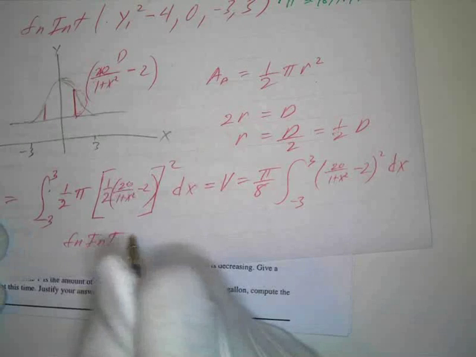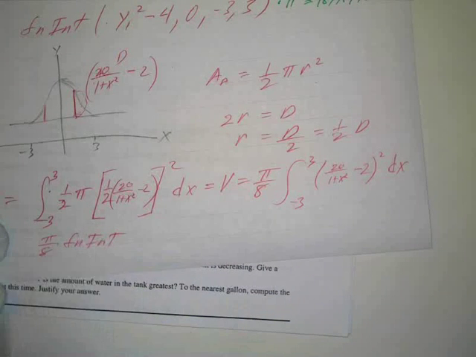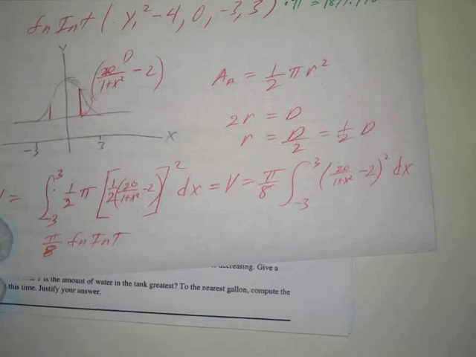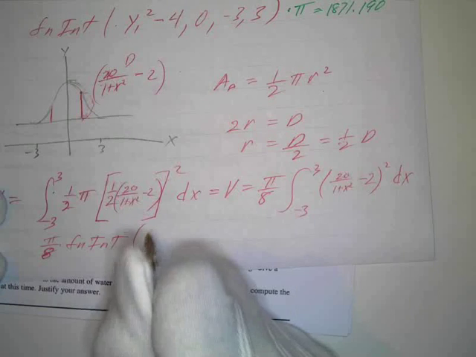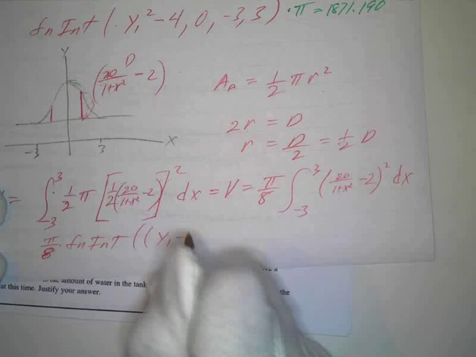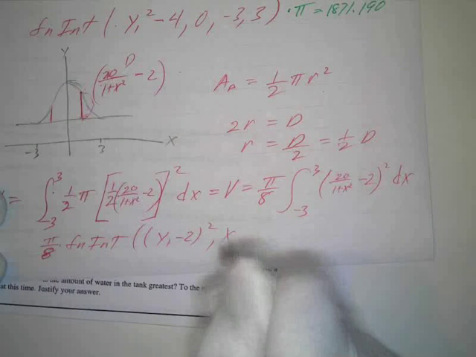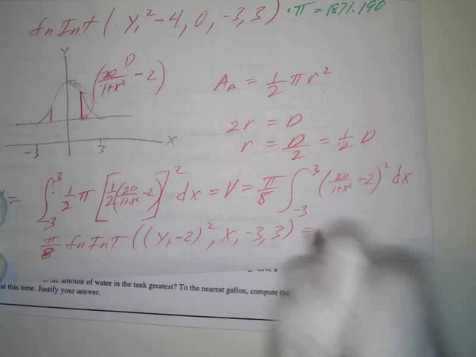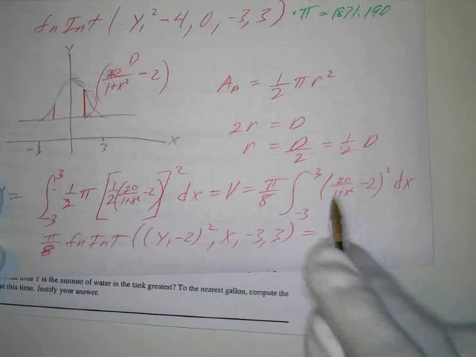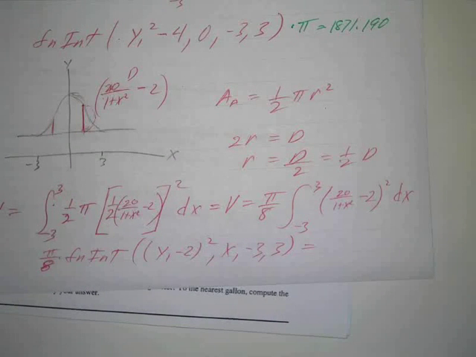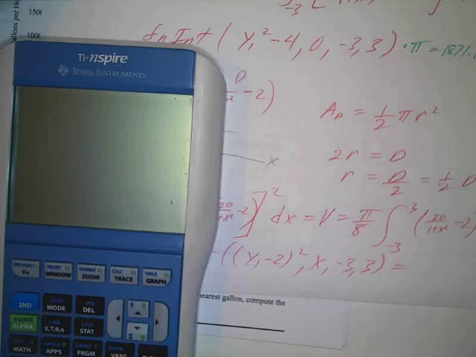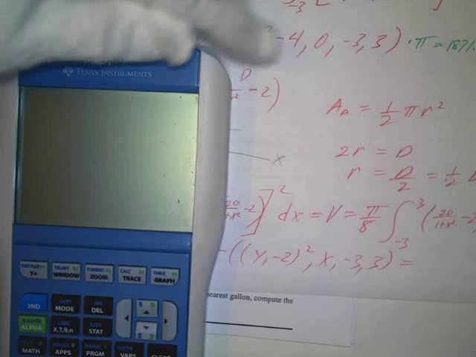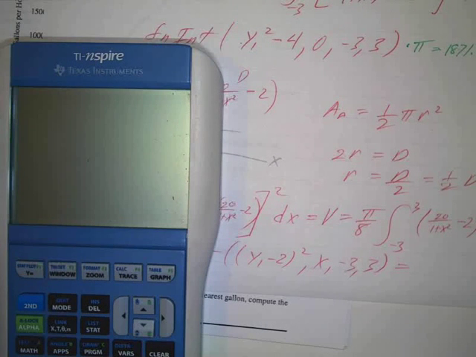So we can do that, fnInt. We can do Math 9. And don't forget to multiply it by pi over 8. Put that out front so you don't forget. Okay? And now remember I've got this, so I'm going to put a parentheses and I'm going to put y1 minus 2 squared, okay, comma x, comma -3, comma 3, and then that should do it. Because this is in y1. Okay, so let's put this in the calculator and see what happens. Let's put this over here so I can see this. And remember, we got to multiply that by pi over 8 at the end.